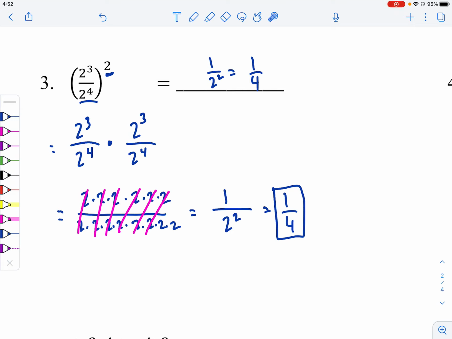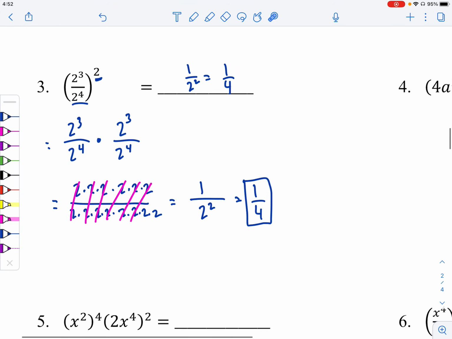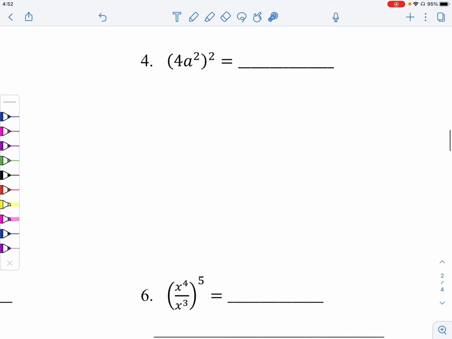So these ones, if you just write them out all the time, you never go wrong. And just cancel. You always end up with the correct answer. So you don't have to worry about the rules or shortcuts. If you always write it out, it'll always come out to the same answer.